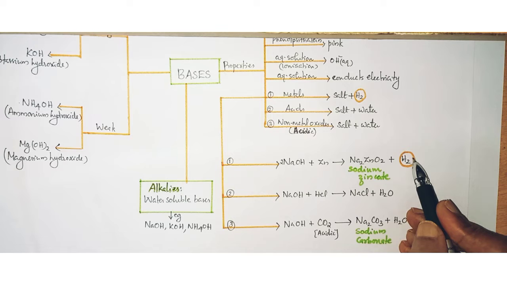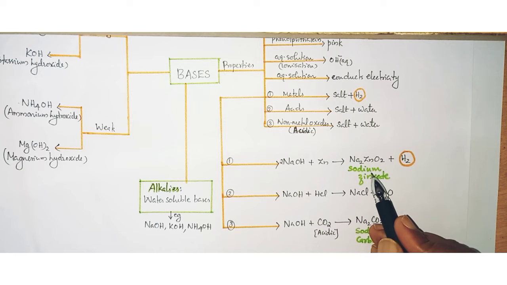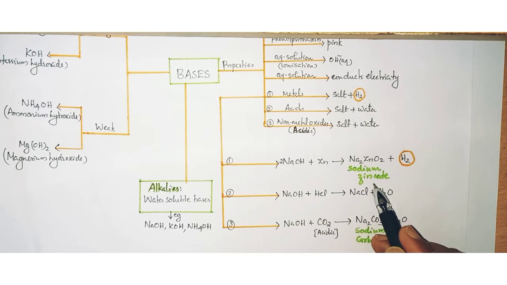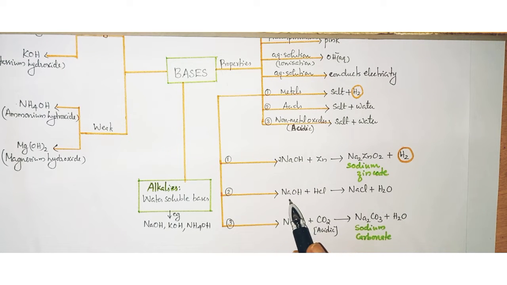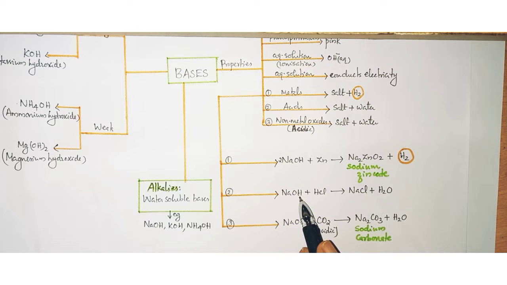So here also hydrogen gas is evolved. Here the salt formed is sodium zincate. So the name of this salt is very important, which is sodium zincate. Then another reaction is acid plus base. So the similar reaction we have seen in the case of acid also. Salt and water are formed.